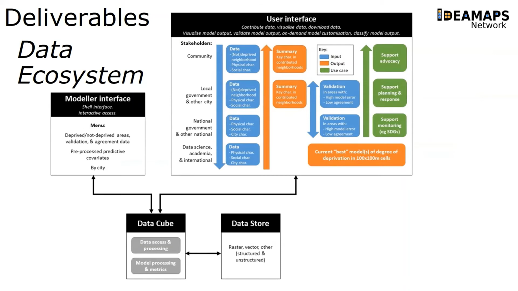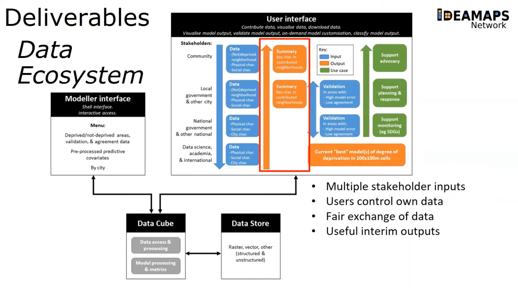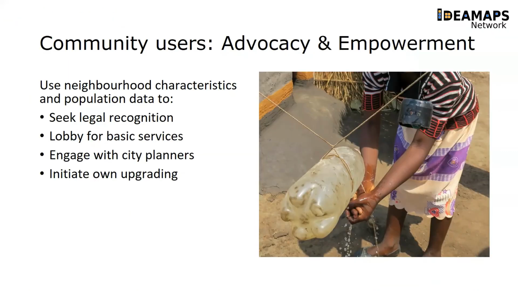For these maps to be generated routinely and accurately at scale via an inclusive process, we also need to create a new type of data ecosystem, one that allows multiple stakeholders to input data into this ecosystem and which enables those users to maintain control over their own data, but also encourages fair exchanges of data among stakeholders. For local and national governments with mandates to monitor demographic and development indicators, it is important they are part of the modeling process. We expect that an integrated deprived area mapping system will support numerous foreseen and unexpected users.